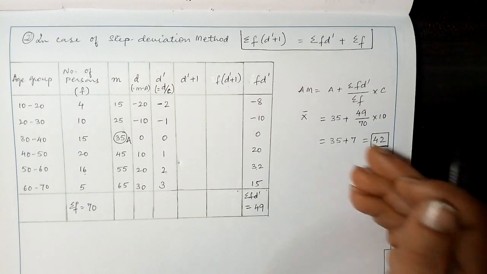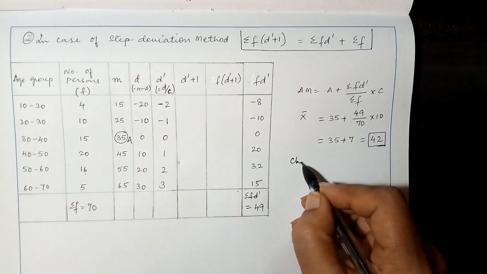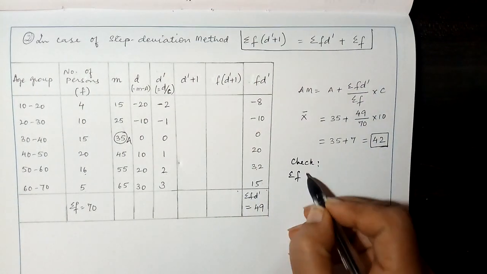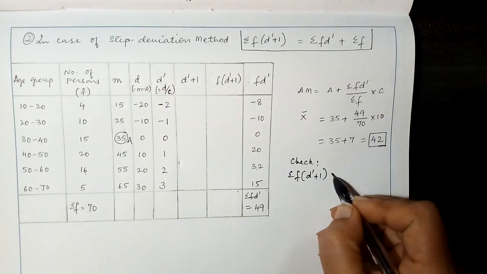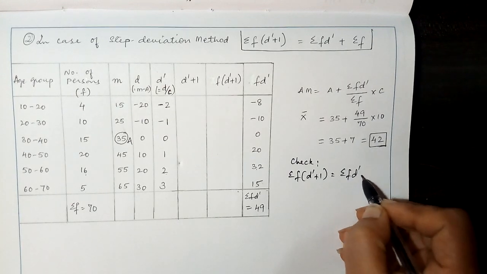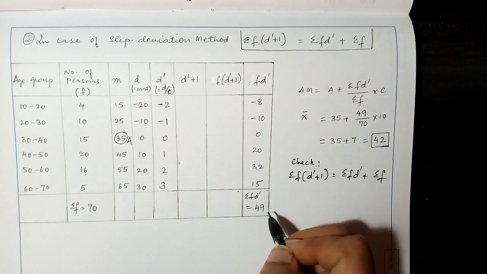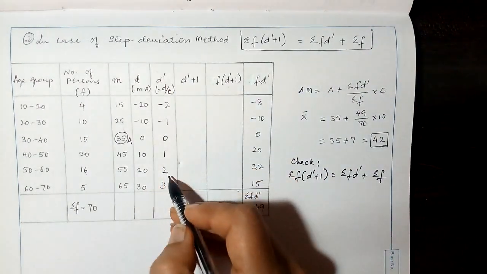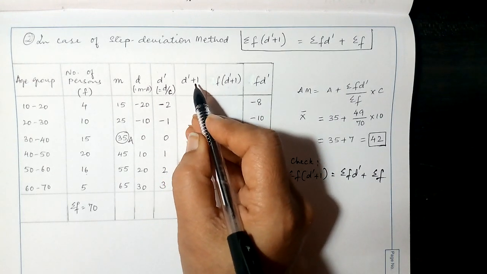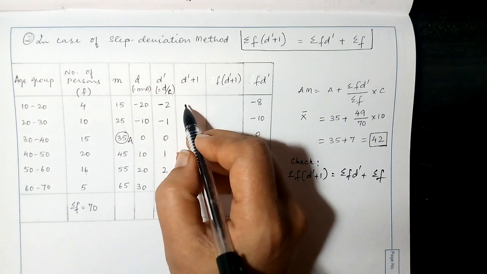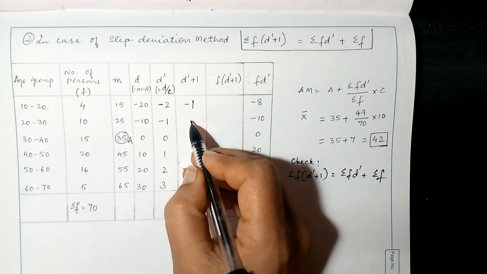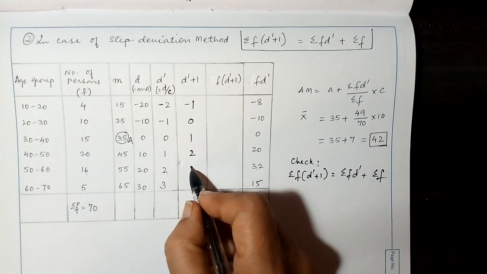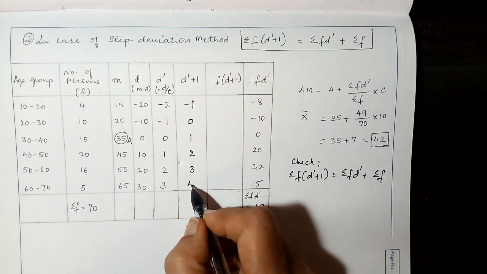Now let us check using the Charlier's accuracy check. Okay, so to check this, what is the formula? The formula is here. We have sigma f d dash plus 1 is equal to sigma f d dash plus sigma f. Okay, so now what is d dash? D dash is minus 2. Here, now we have to calculate d dash plus 1. So minus 2 plus 1 will give us minus 1. Minus 1 plus 1 is 0. 0 plus 1 is 1. 1 plus 1, 2. 2 plus 1, 3, and 3 plus 1 is 4.